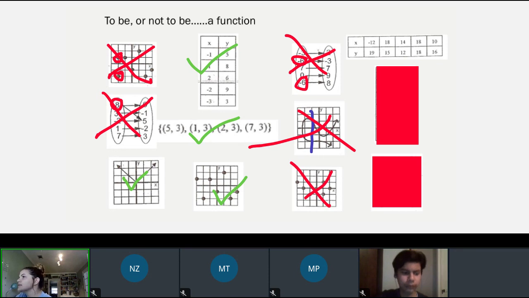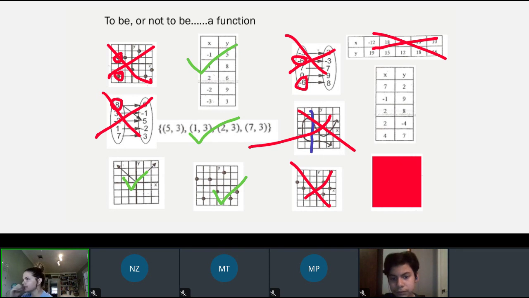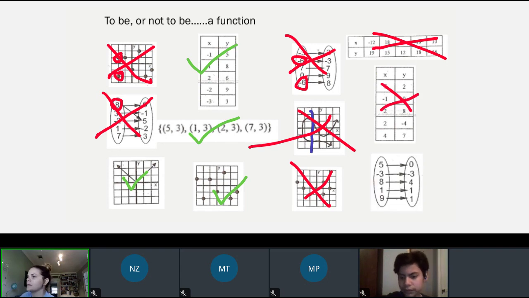So 18, yes, 18 does repeat exactly. So this is not a function because of that. Very good. All right, we got two more. Take a look at this one. Good, not a function. Exactly, because 2 repeats. Awesome job. And the last one.